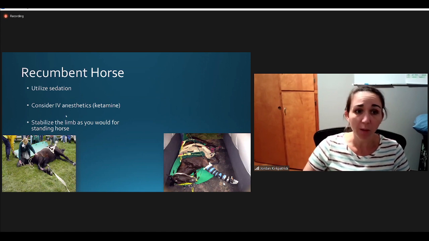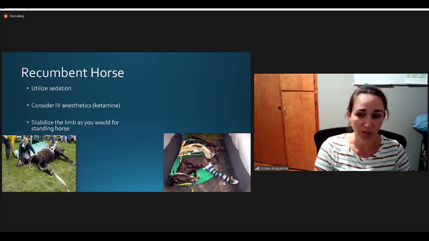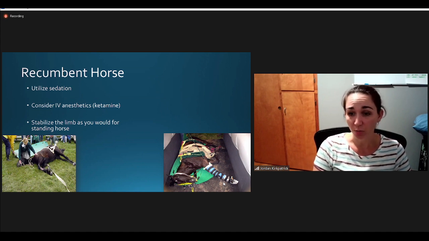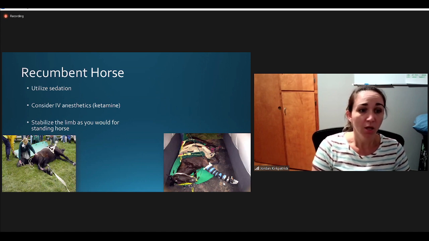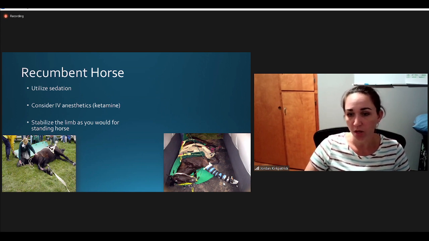If the horse is down and you have to move it, you're going to have to sedate it, most likely put it under general anesthesia in the field. Here we have ketamine as our main medication for in-the-field anesthesia, because most horses aren't going to let you pull them around while they're awake. You want to stabilize the limb as you would if the horse was standing before you move them, so you're protecting the fracture as much as possible. You can see this horse is in a huge Kimzey Leg Saver splint with the bandage and splint on as best they could, and strapped down to protect the limb.